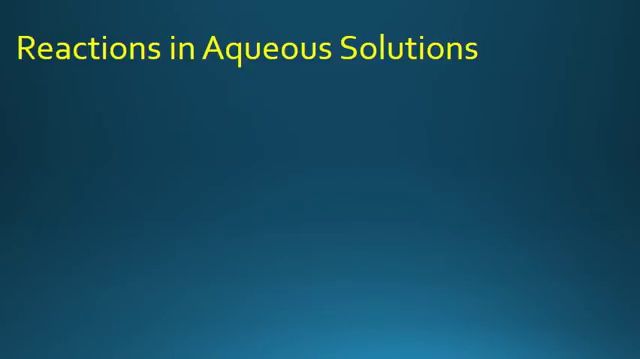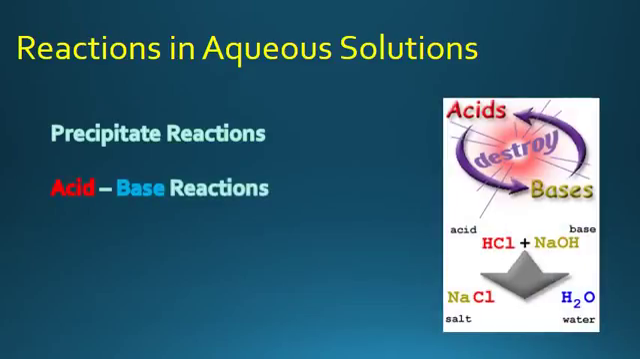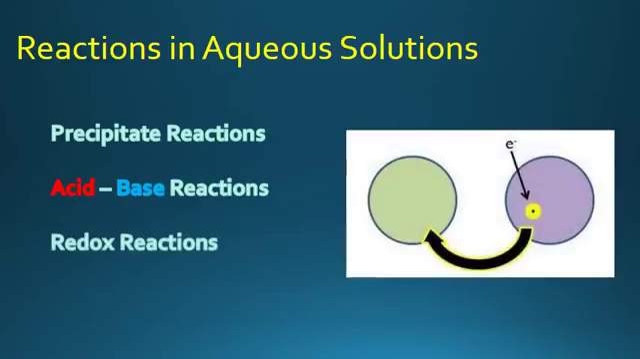So far in this chapter, we've been talking about different kinds of reactions in aqueous solutions. Well, not exactly different. We've only discussed one, and that's precipitate reactions. That's going to be a huge part of your upcoming lab. Today we're going to start talking about acid-base reactions, and those also happen in water. Then we're going to talk about redox reactions.